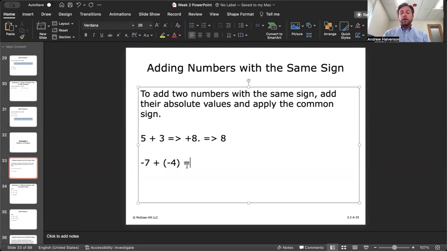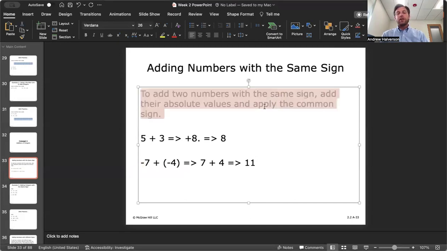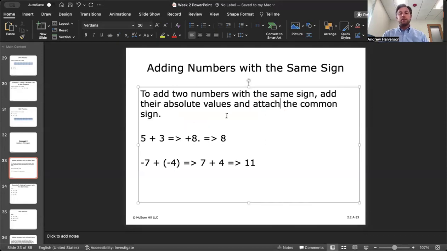Now what we would do with this, the way that this process applies if you were to do this by hand, is take the absolute value of -7 and the absolute value of -4. So the absolute value, remember, returns positives. The absolute value of -7 is 7. The absolute value of -4 is a positive 4. So we add the 7 and the 4 together to get 11. And then it says, then apply the common sign. So I should probably say attach the common sign. Okay, so they're both negative here, and so we would attach the common sign to get a -11.